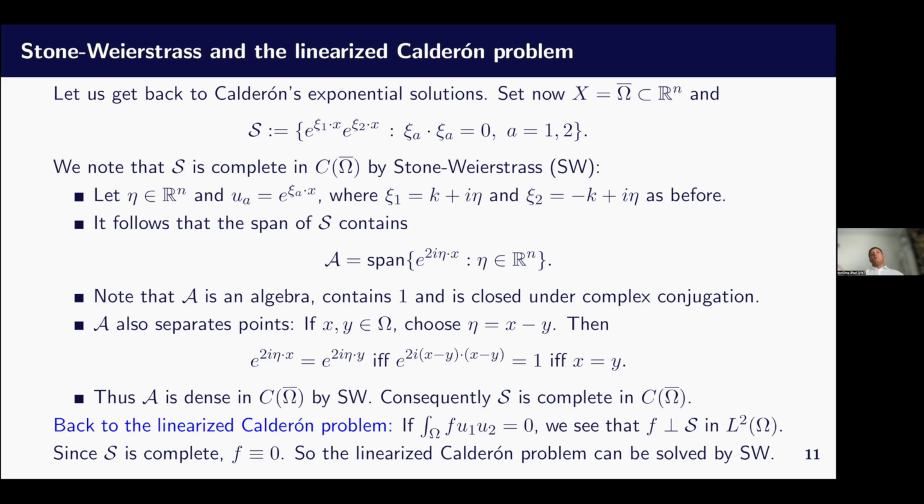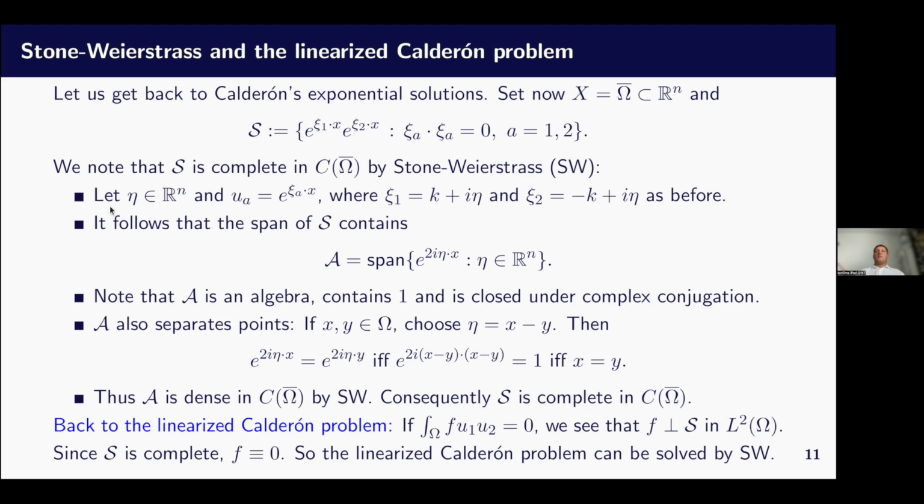Right, so let's now go back to the Calderon exponential solutions and the linearized problem. So now we want to apply the Stone-Weierstrass theorem. And for that, we set this capital X to be the closure of omega, the domain in Rn. And we set S to be the following set of functions. So S is the set of functions which are products of e to the power xi1 dot x, e to the power xi2 dot x, where xi1 dot xi1 is 0 and similarly for xi2. And now we will show that S is complete in the continuous functions over omega by using the Stone-Weierstrass theorem.